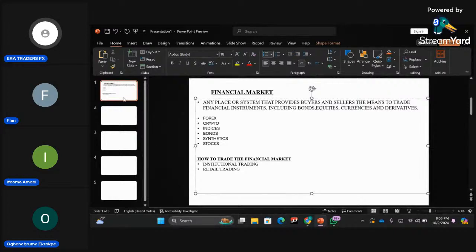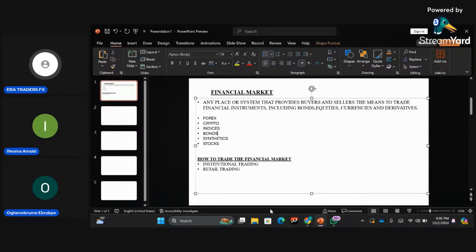So when we talk about the financial market, can you all see the PowerPoint slide that I'm typing? We'll continue as the class goes on. The financial market is any place or system that provides buyers and sellers the means to trade financial instruments, including bonds, equities, currencies, and derivatives. We don't need to go deep into that, but we'll just use currencies. So any place or system that provides buyers and sellers the means to trade currencies.